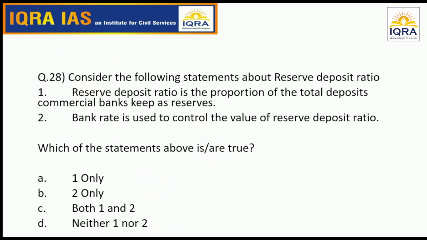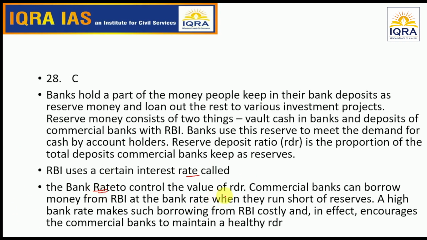Question number 28. Consider the following statements about reserve deposit ratio. Number one, reserve deposit ratio is the proportion of total deposits of commercial bank kept as reserves. Number two, bank rate is used to control the value of reserve deposit ratio. Which of the following statements are true? So reserve deposit ratio is the proportion of the total deposits of the commercial banks kept as reserve. So you can refer to it as cash reserve ratio. Bank rate is used to control the value of reserve deposit ratio. Yes, through bank rate also this can be controlled. It's true. So the bank rate is there to control the volume of reserve deposit ratio.